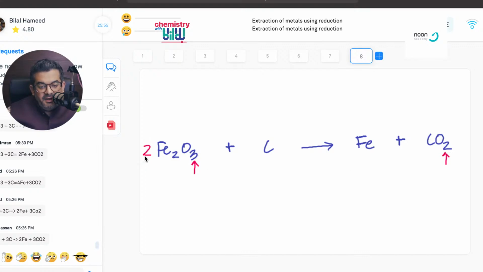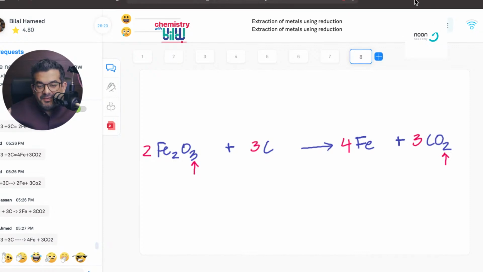So if you see an odd number here, multiplied by 2 becomes an even. So that means 6 oxygens. And that makes it 3 carbons, and that makes it 4 irons. That's how I always think about this. All right. Now this is that. On the other hand, this is that happening. So this is the overall reaction. But understand, this is the chemical change happening.